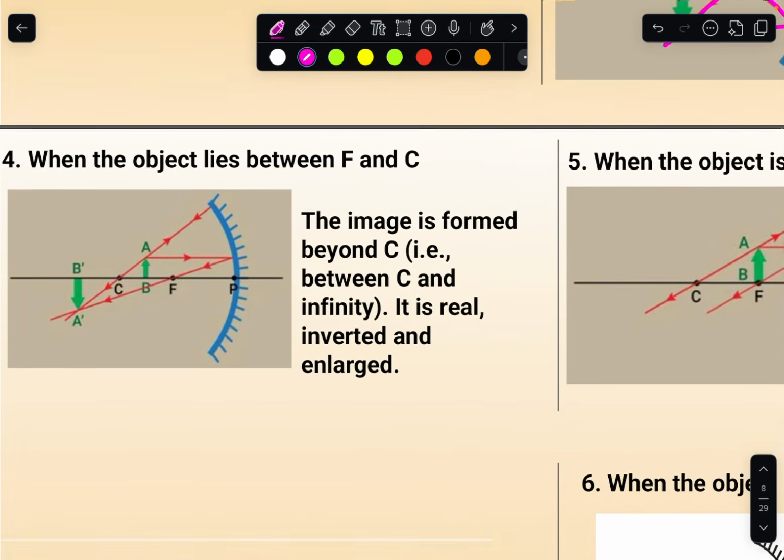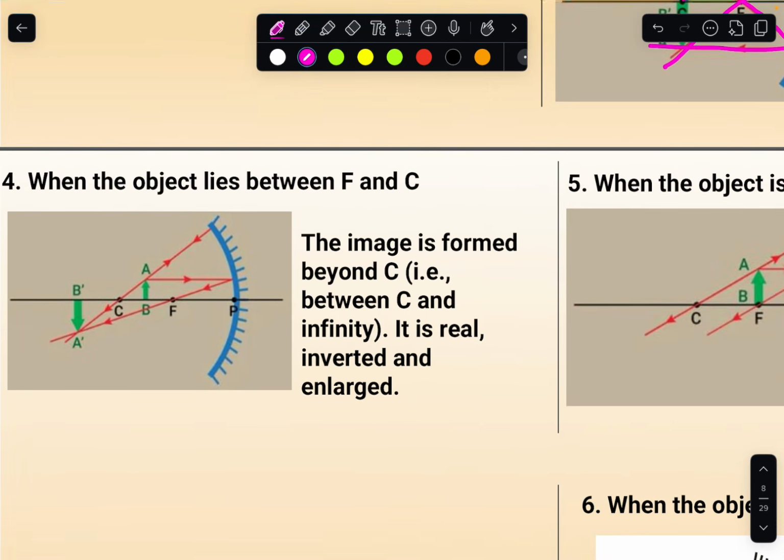Again, case number 4. Now infinity is done, beyond C is done, at C is done. Now we are moving between C and F. Then we'll move on to F, then we'll move to between focus and pole.